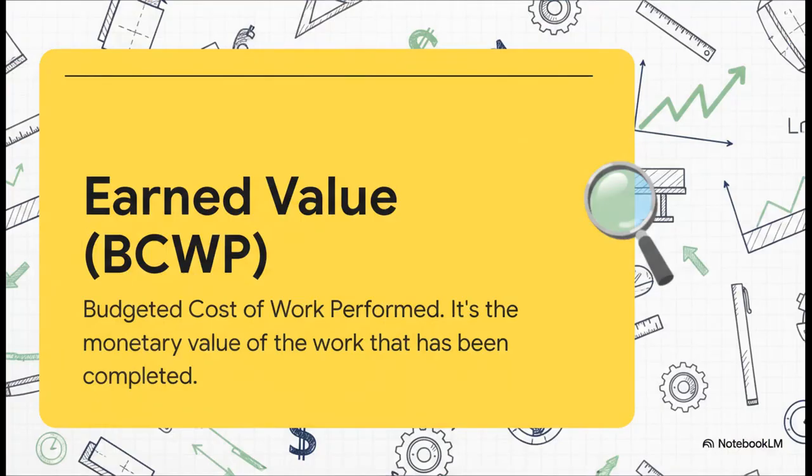And the single most important idea for tracking performance is something called earned value. You'll see it written as BCWP, which stands for budgeted cost of work performed. All it means is the value of the work you've actually finished. So, if you plan to get $10,000 worth of work done by Friday, and you did it, your earned value is $10,000. It's a really powerful way to measure what you've truly accomplished.